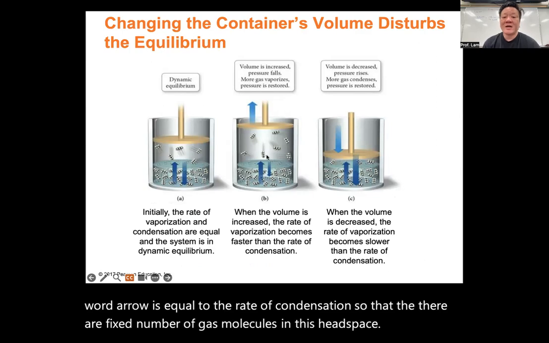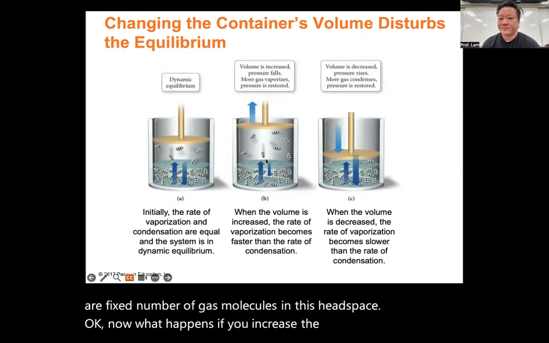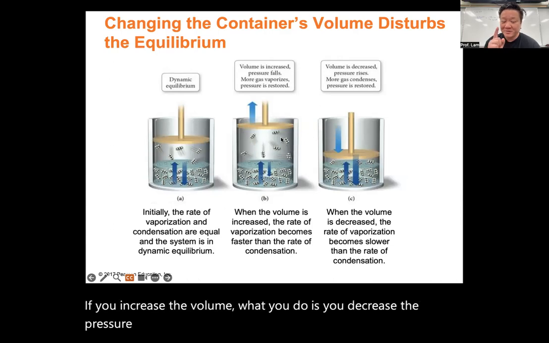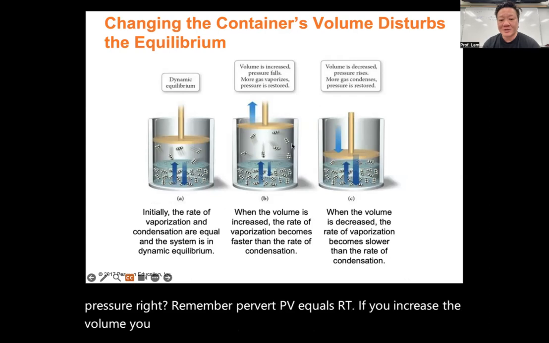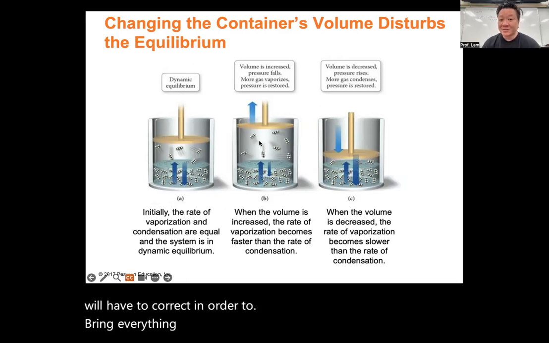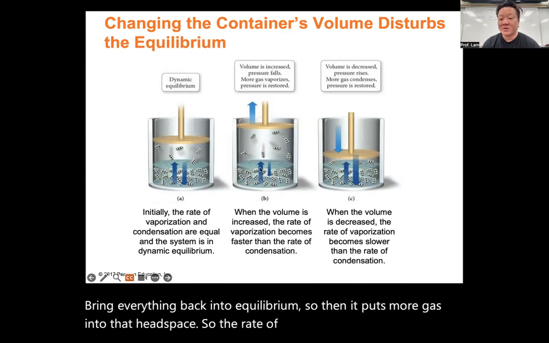Now what happens if you increase the volume? If you increase the volume, what you do is you decrease the pressure, right? Remember PV equals nRT? If you increase the volume, you decrease the pressure in this headspace. So the system will have to correct in order to bring everything back into equilibrium. So it puts more gas into that headspace. So the rate of evaporation will increase if the volume is increased.